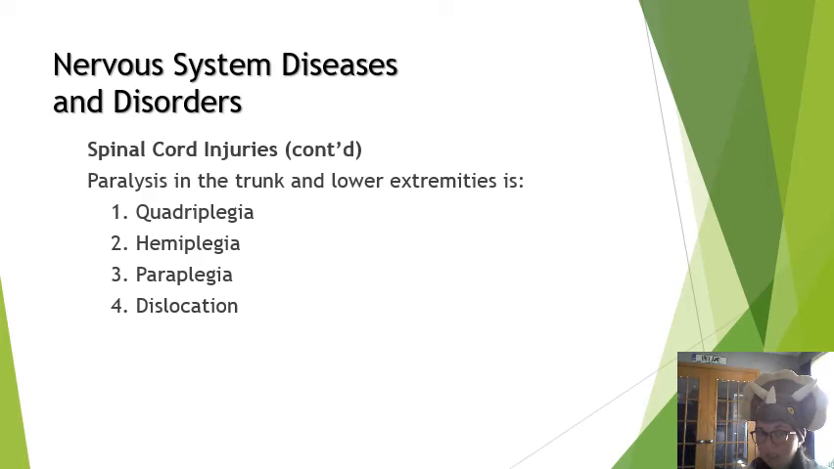Pop quiz. Paralysis in the trunk and lower extremities is, so if it's just your two extremities, the lower ones, what is it called? Quadriplegic, hemiplegic, paraplegic, or dislocation? Answer? Paraplegic. Remember, para means pair, or pair means two. This would denote it affects both legs along with the trunk at times.